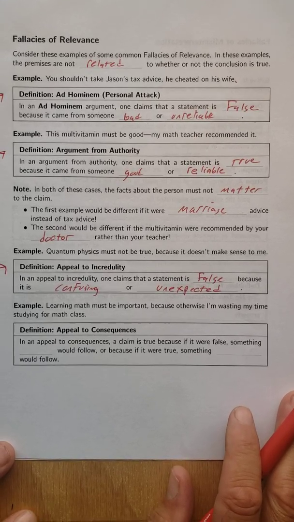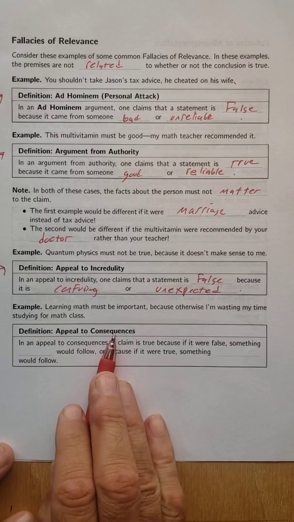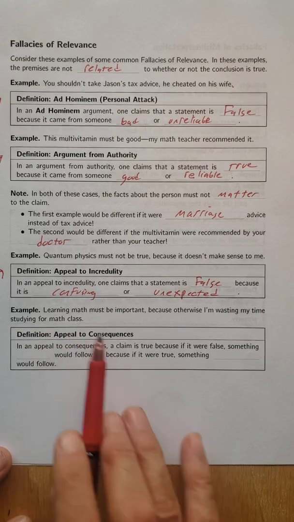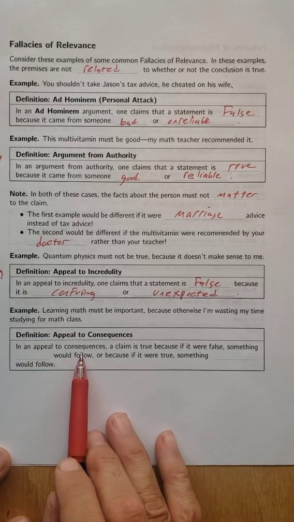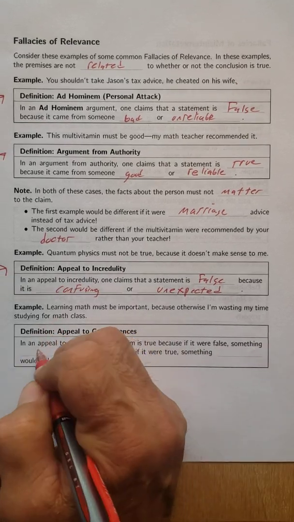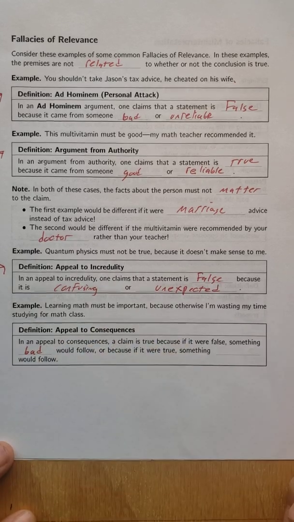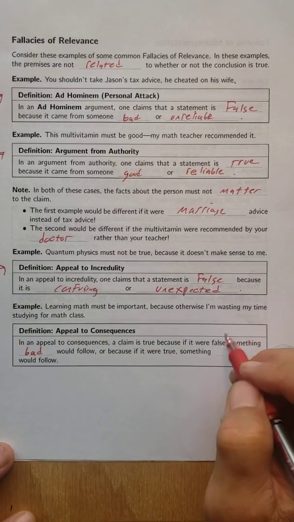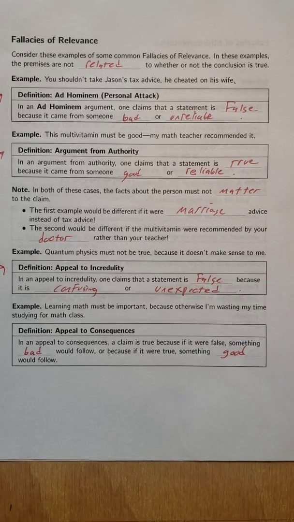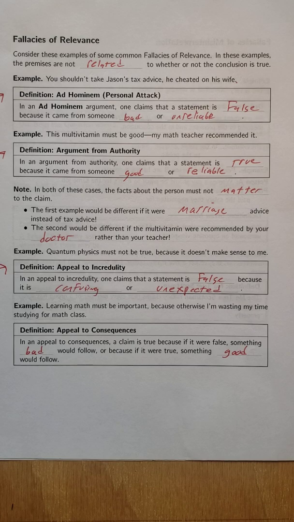All right. How about appeal to consequences? Learning math must be important because otherwise I'm wasting my time studying in math class. In an appeal to consequences, a claim must be true because if it were false, something bad would happen, or because if it were true, something good would follow. So math must be important, otherwise I wouldn't be wasting my time with it. So that's an appeal to consequences.